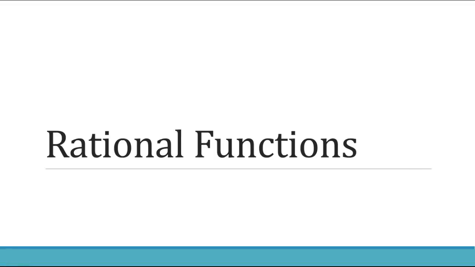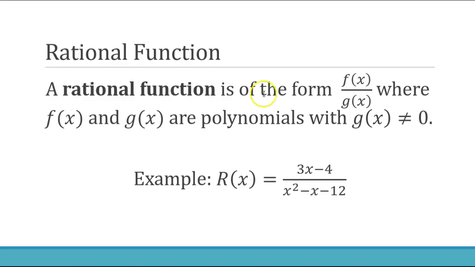Rational functions. A rational function is of the form f of x divided by g of x, where f of x and g of x are polynomials, and g of x cannot equal 0 since it's in the denominator. For example, r of x equal to 3x minus 4, a linear function, divided by x squared minus x minus 12, a quadratic function, is an example of a rational function.